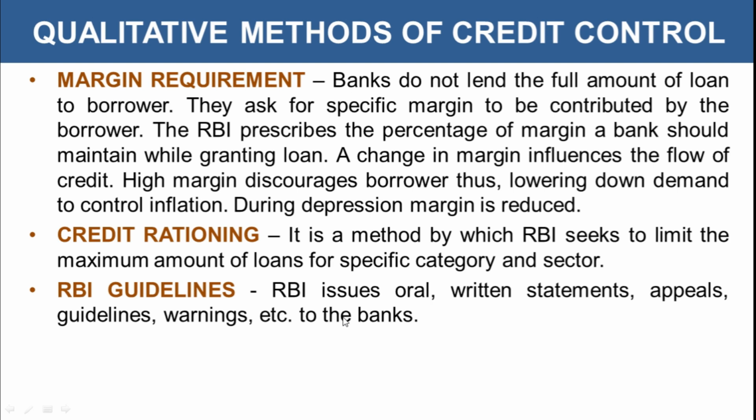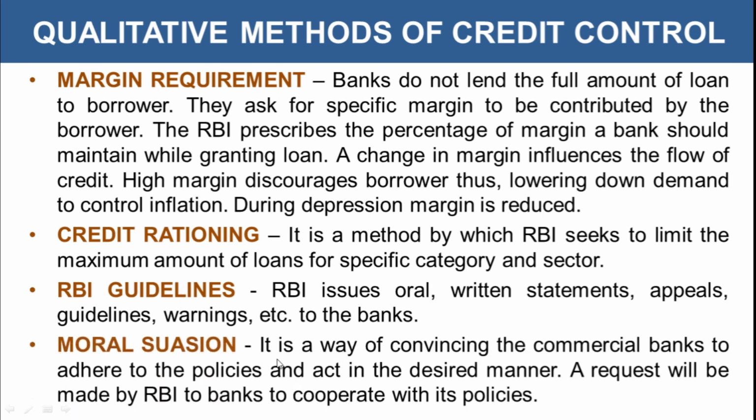Now, RBI guidelines. RBI issues oral and written statements, appeals, guidelines, warnings, etc. to the banks. All these things are just to control the credit and to maintain the balance in the economic situation. Moral suasion is a way of convincing the commercial banks to adhere to the policies and act in the desired manner. So this is what we have learnt about priority sector lending. RBI asks banks to provide 40% of their net advances to the priority sectors like health, education, agriculture, export, etc.